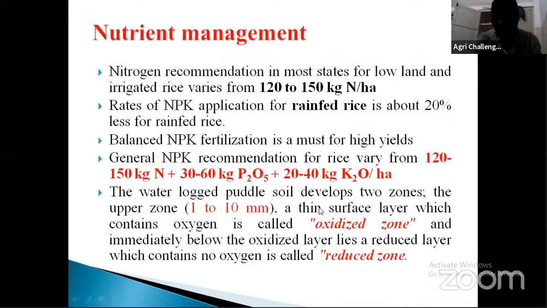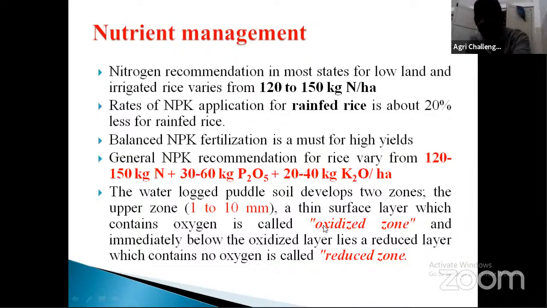because if you apply the ammoniacal fertilizer in the oxidized zone, this ammonia will react with the oxygen and form nitrate. After that, this nitrate will go downwards. That means it will go to the reduced zone. There it will be reduced to nitrogen, and it will be lost. That process is called denitrification.